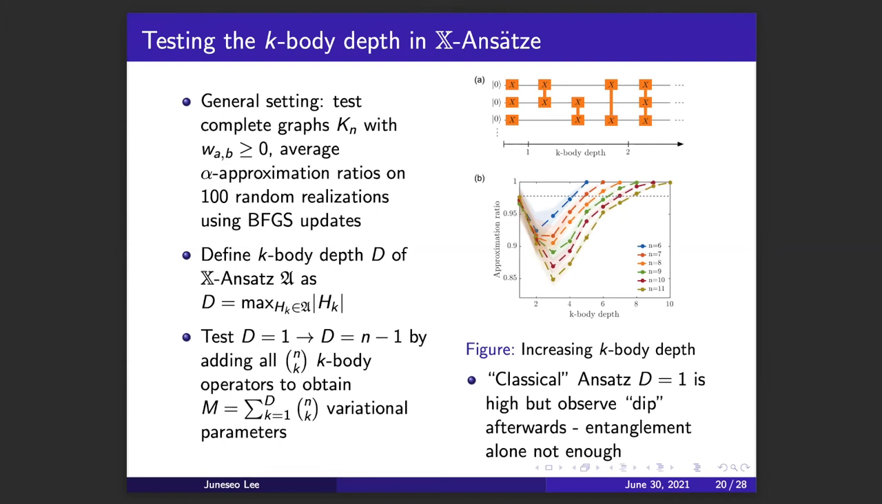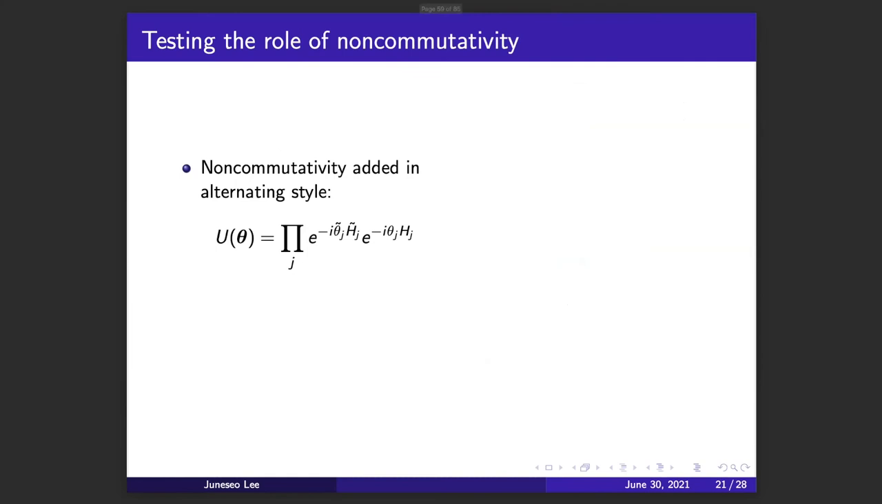We can also see that after that, there's an immediate dip in the approximation ratio until you add sufficiently many elements. Honestly, I still don't exactly know why this happens, but what it likely implies is that blindly adding in entangling gates doesn't immediately improve your approximation ratio, which is why we decided to next try and add in non-commutative ansatz elements, as sort of suggested by the conjecture that I mentioned before. Similarly to the QAOA setting, which I'll actually be introducing on the next slide, we can add in non-commutativity by alternating between elements from the X ansatz and elements that don't commute with them.